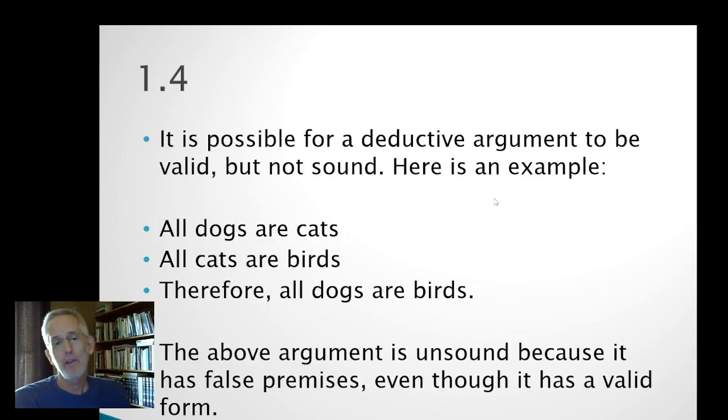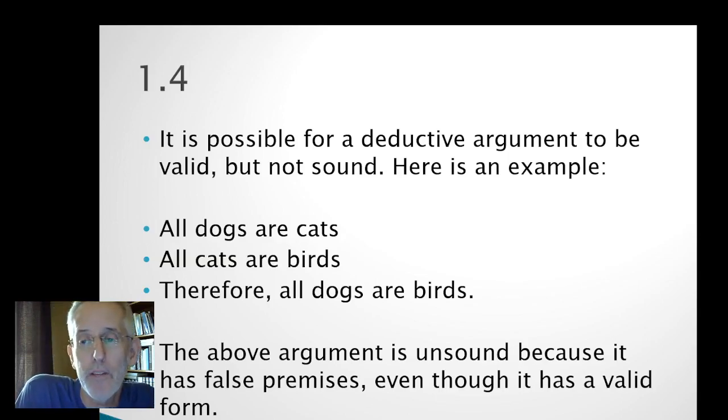Okay, so let's just clarify a little bit here. It's possible for a deductive argument to be valid but not sound. So I want to give you an example of how that could happen. So the pattern here: all dogs are cats, all cats are birds, therefore all dogs are birds. That's the same pattern that I gave you on the previous slide. It's just different terms. I've stuck in dogs and cats here. So the pattern is the same, so it's actually a valid argument.